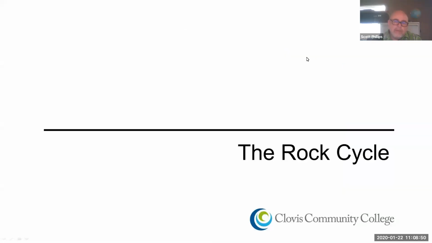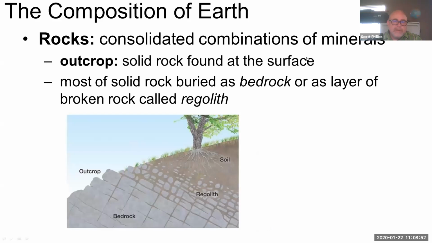Next, I want to cover the rock cycle. So first, just some definitions. The Earth is made up of rocks. These are consolidated combinations of minerals. Where they appear at the surface, we call that an outcrop. But most of the solid rock is buried underneath soil, or what we call regolith. Regolith is broken up rock.